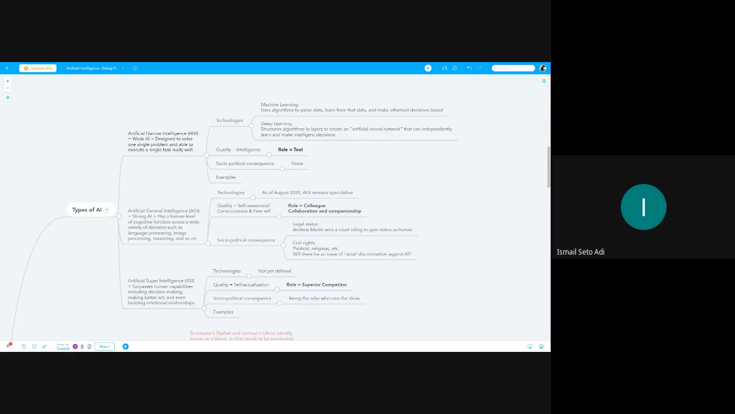AI can be classified into 3 classes. The first one is artificial narrow intelligence, or ANI, also called weak AI. ANI is designed to solve one single task really well, and the technologies used include machine learning and deep learning. This class of AI is used to increase humans' performance by providing assistance, augmenting human capacity, and enabling automation. And because ANI's quality is its intelligence, it is used only as a tool. Its limited role makes ANI relatively low risk.